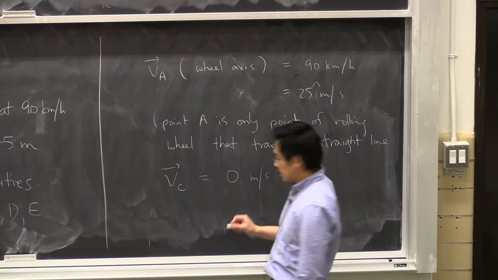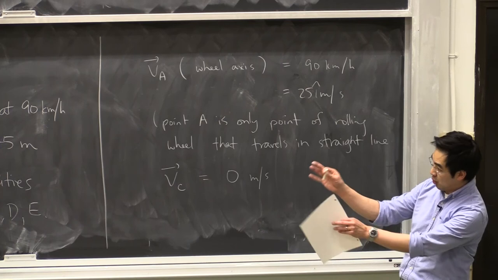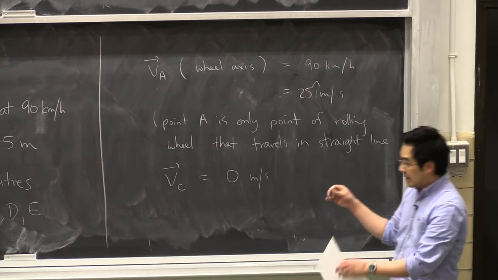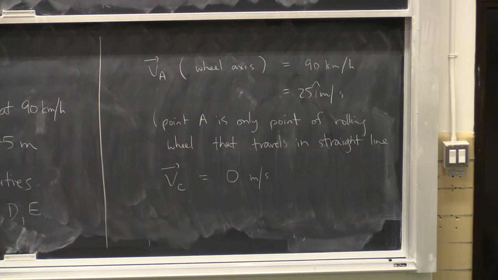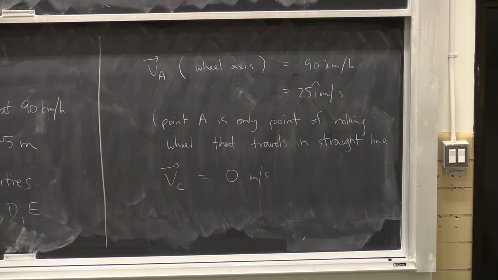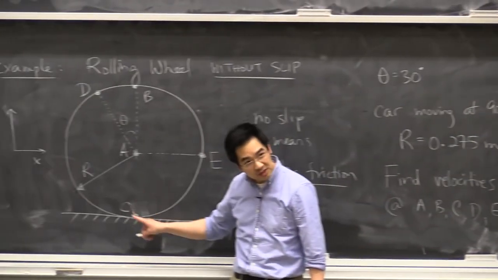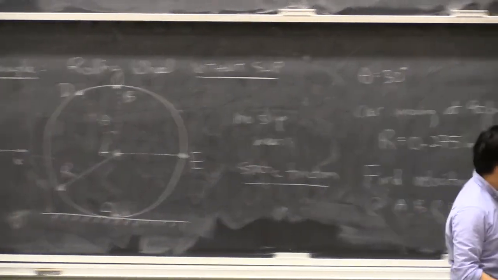Okay? So I know it seems kind of odd to you because clearly the whole wheel is moving to the right. But at every single instant in time, as long as the wheel is rolling, whenever you're looking at the point that is in contact with the surface, right at that point, only in that instant in time, VC has to be 0 meters per second.